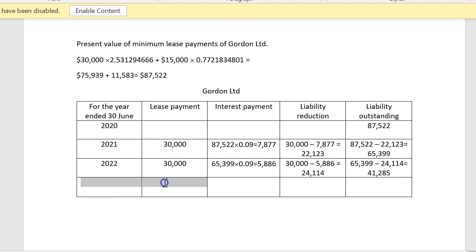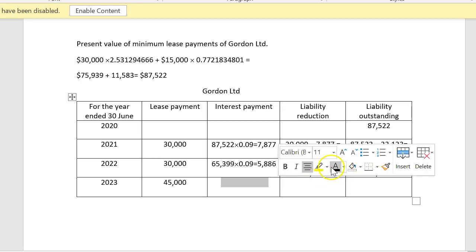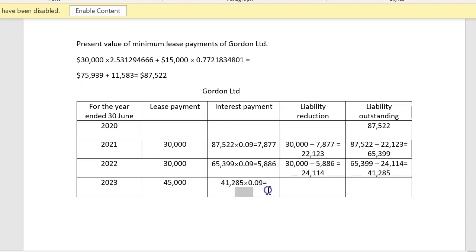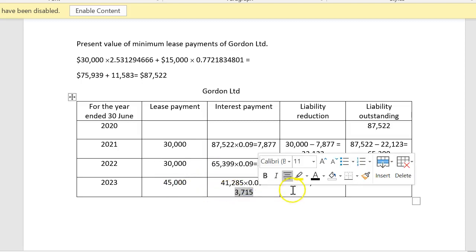Right, guys, for 2023, there's a payment of 45,000. Remember, it's the lease payment plus the guaranteed residual, 45,000. And what's the interest payment? Okay, so again, we take the liability outstanding and you multiply by 0.09. It's 3,715. And what's the liability reduction? It's 45,000 minus 3,715.